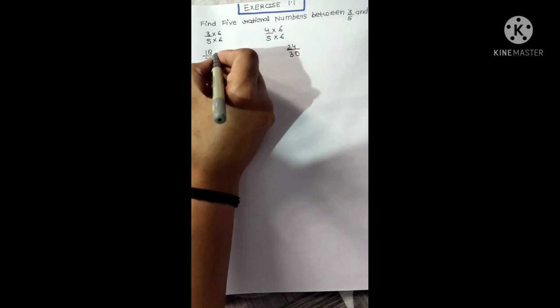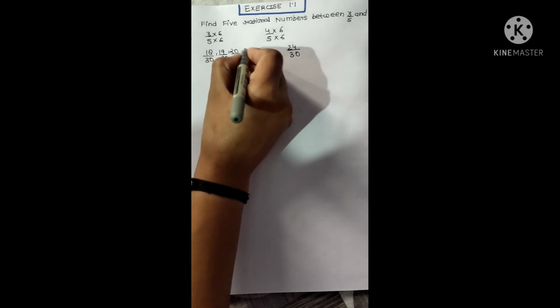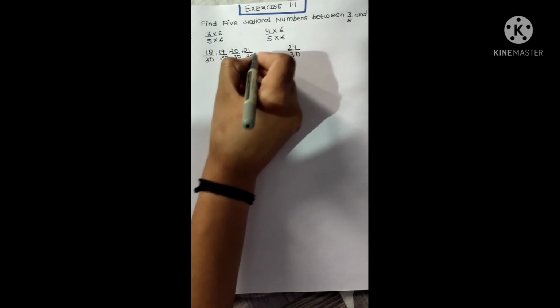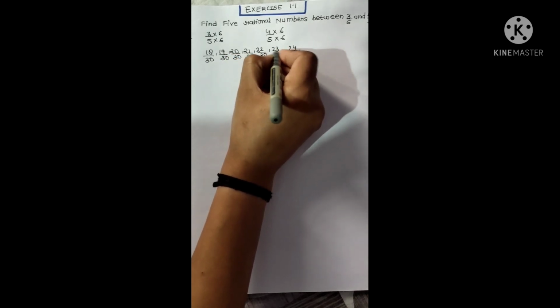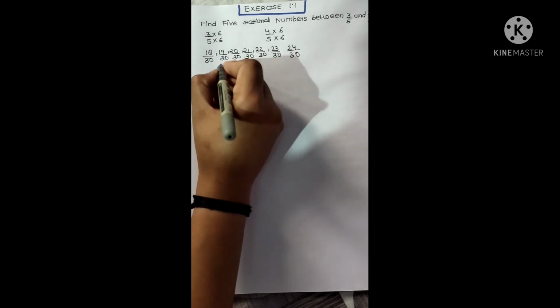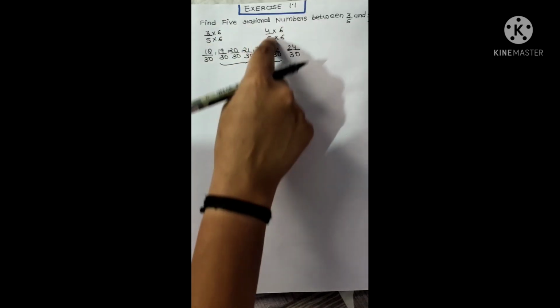Now very easily we can find 5 rational numbers between them: 19 by 30, 20 by 30, 21 by 30, 22 by 30 and 23 by 30. So here we have 5 rational numbers between 3 by 5 and 4 by 5.